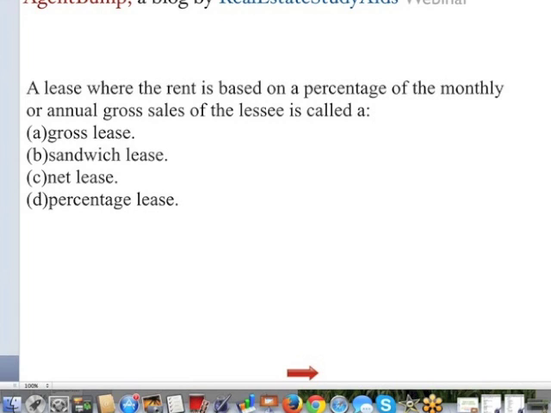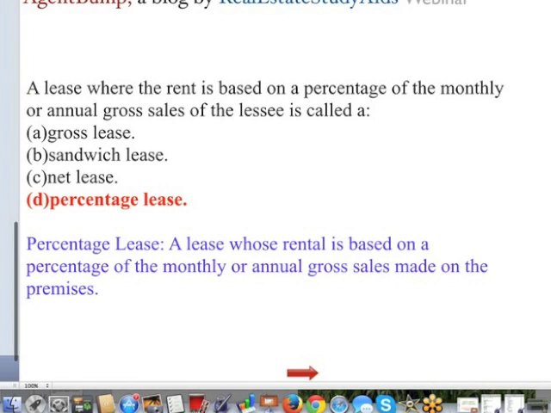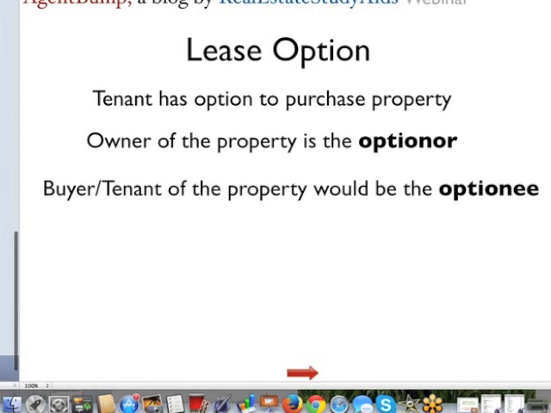Okay, what do you guys think the answer is here? That is D, percentage lease. Good. Excellent. I can feel it. We're all going to pass. We're all going to pass. Yes, yes, yes. It vibes through the computer.